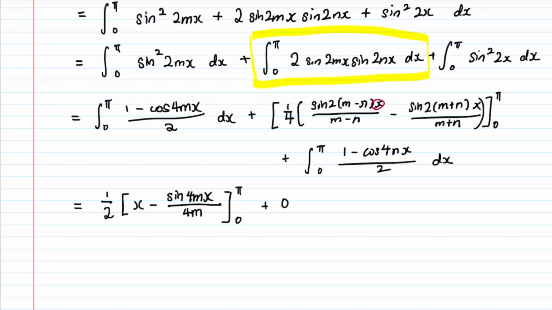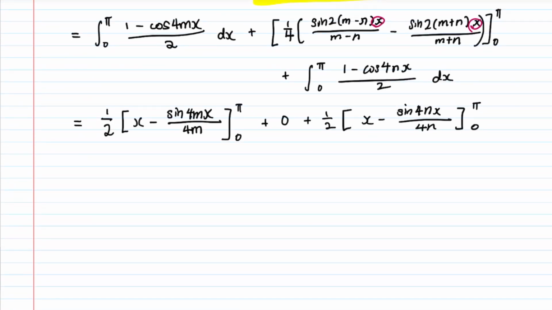Because when you sub in pi to these x values, m and n are integers, so they are basically normal numbers. So you can ignore everything and just focus on the x. So that means sine pi of anything, be it 4 pi, 3 pi, 100 pi, will always be 0. So you have plus 0. And then the last part, you will have plus half bracket x minus sine 4nx over 4n from 0 to pi. And lastly, all you need to do now is simply sub in your values.